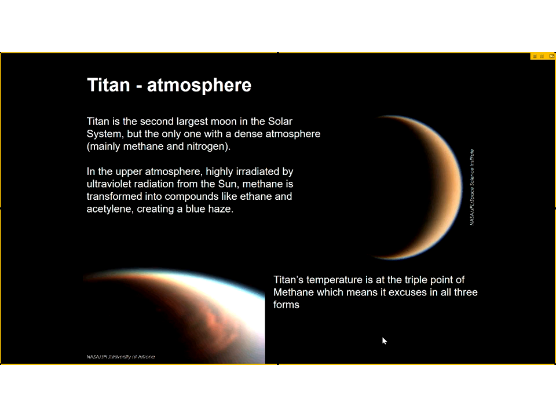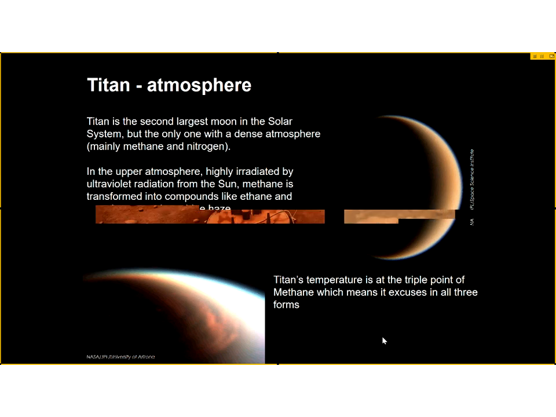And one of the most interesting aspects of Titan is it's actually near the triple point of methane in temperature. So water on the Earth is near the triple point, which basically means that you can go from liquid water to solid water and to gaseous water. All three can exist on the surface. So Titan actually has all three of these.